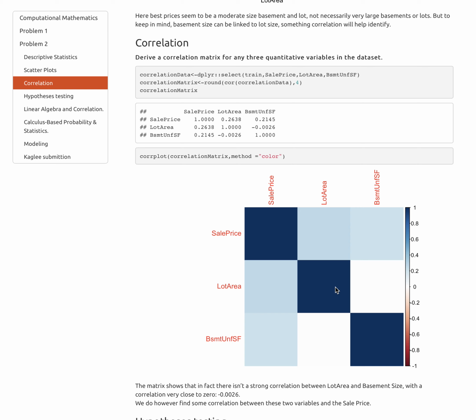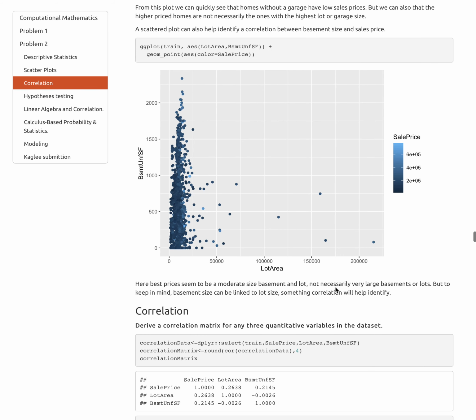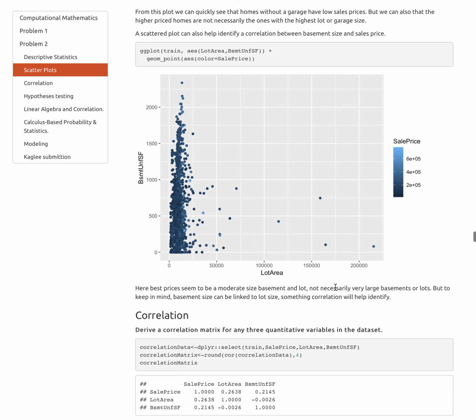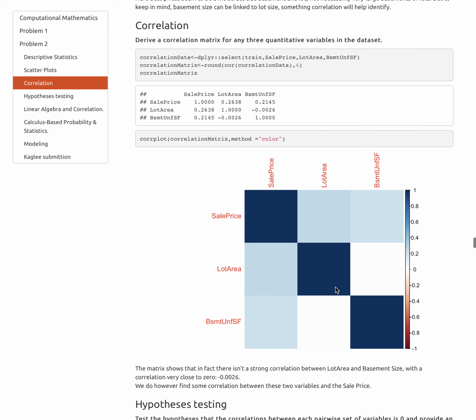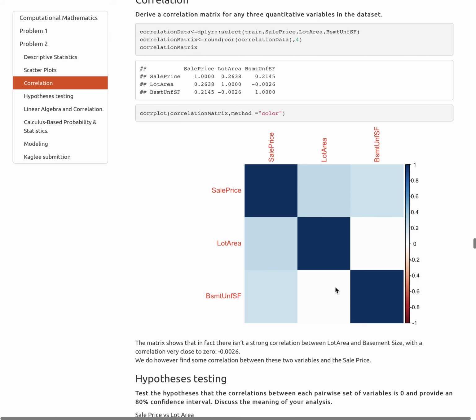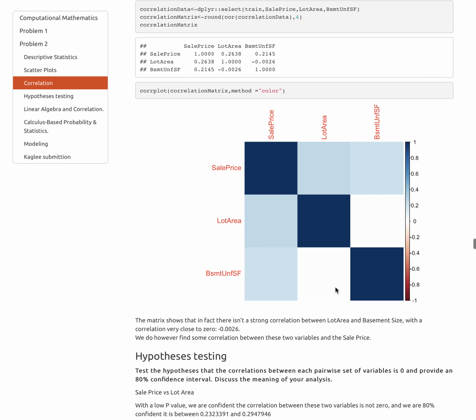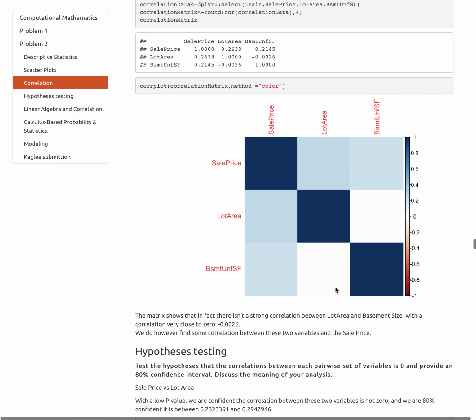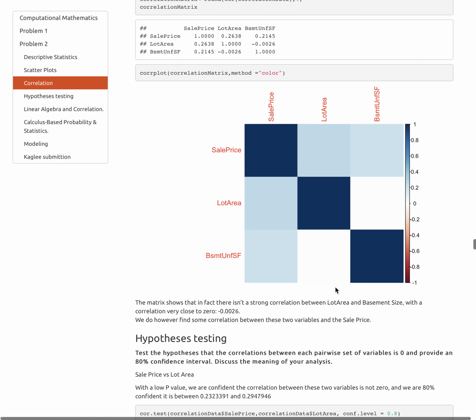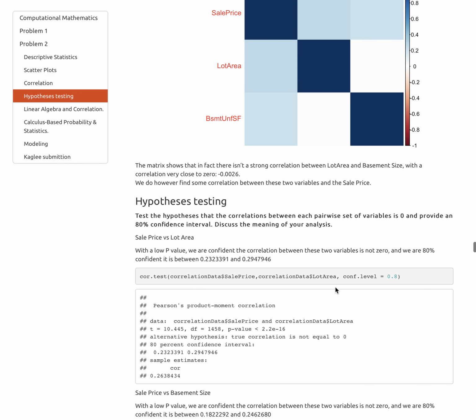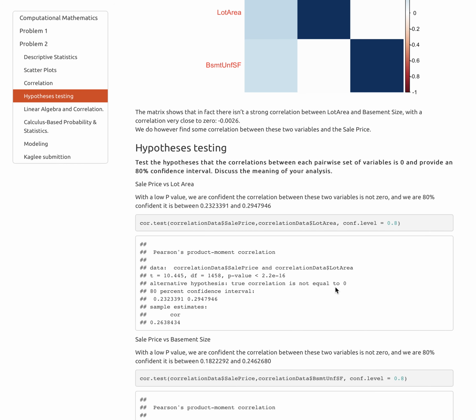Interestingly, not much correlation between basement and lot sizes, as I suspected when I picked the scatter plot. So here I looked at sales price and lot area using the cor.test function. I easily calculated the confidence interval for the hypothesis testing. It's basically just one function.